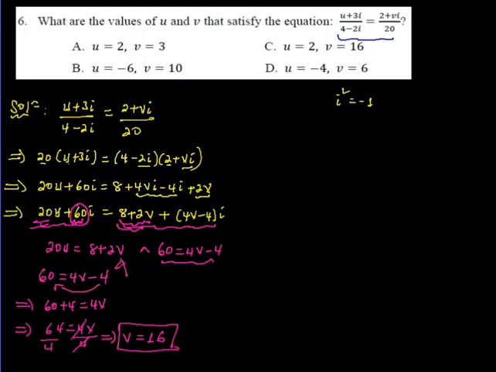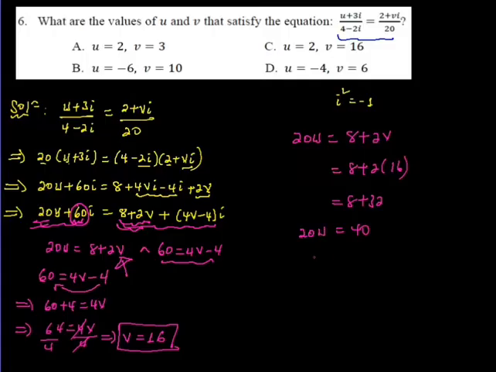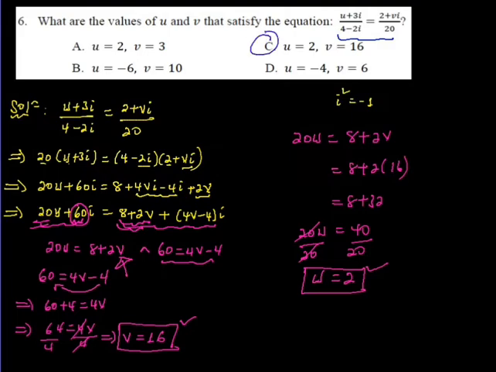Now use v here. So 20u is equal to 8 plus 2v means 8 plus 2 times v, which is 8 plus 32. 8 plus 32 is 40. 20u is equal to 40, which means dividing both sides by 20, we get u is equal to 40 over 20, which is 2. So the value of u is 2 and v is 16. Therefore, the values of u and v from the choices is in C.